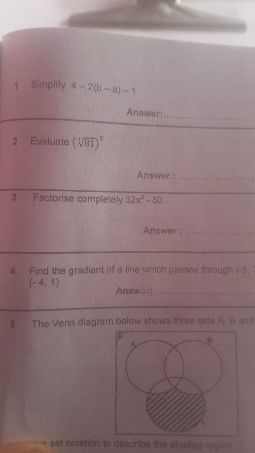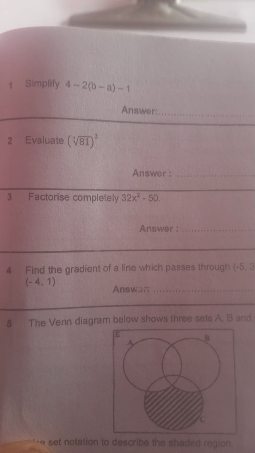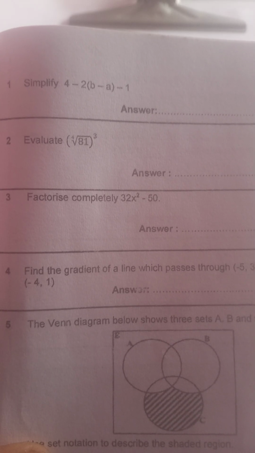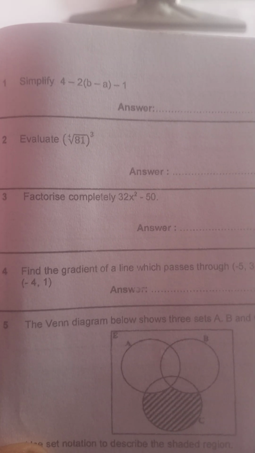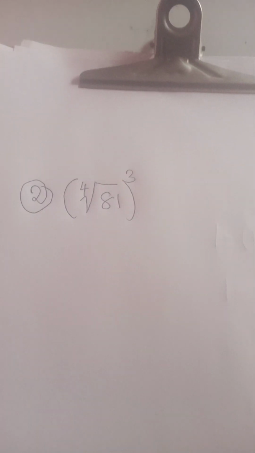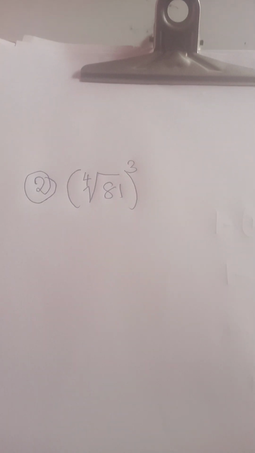We are now on number 2, which is evaluate. Open brackets, the fourth root of 81, close, to the power 3. So this is the question. It is saying evaluate the fourth root of 81, all to the power 3.